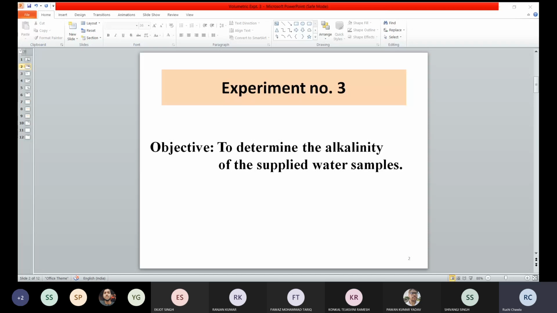What is the least count of the balance? 0.2 milligram. Is there any formula to calculate it? Ma'am, weight of rider upon number of divisions on the rider scale. Number of divisions. How many types of divisions are there on the rider scale? Is it only one? I guess yes. No, you guess.